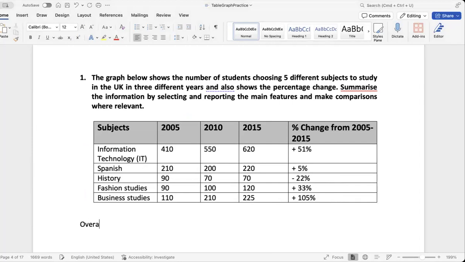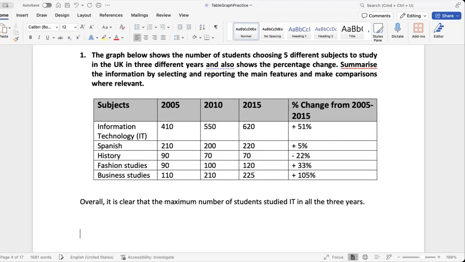So I'll write the overview for you. It is clear that the maximum number of students studied IT in all the 3 years. Can someone tell me why am I writing "the" here? I'll be very happy if you tell me.